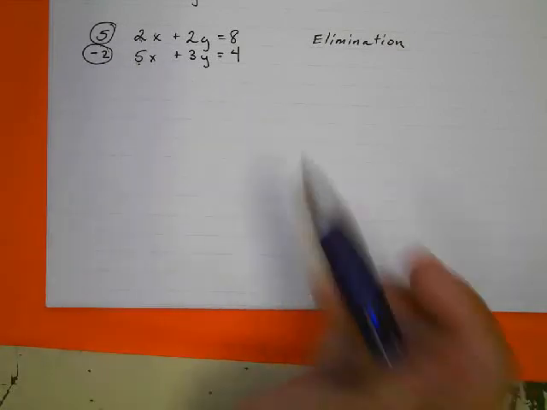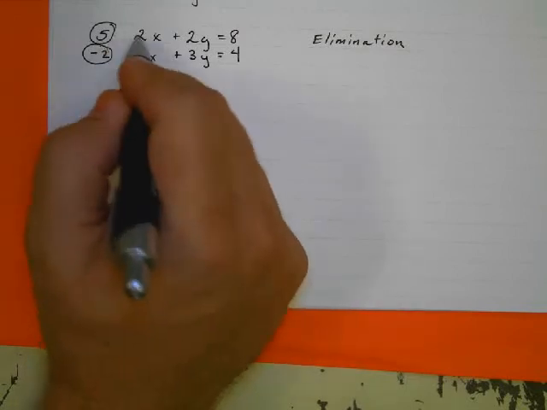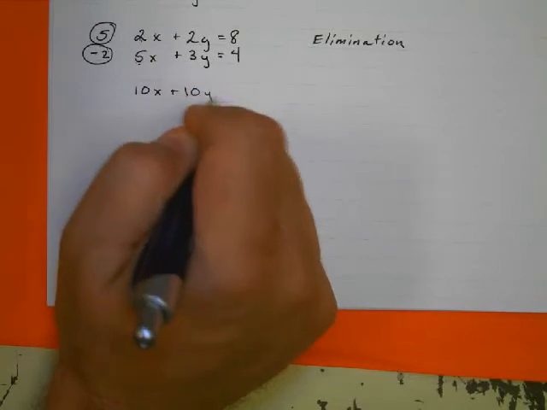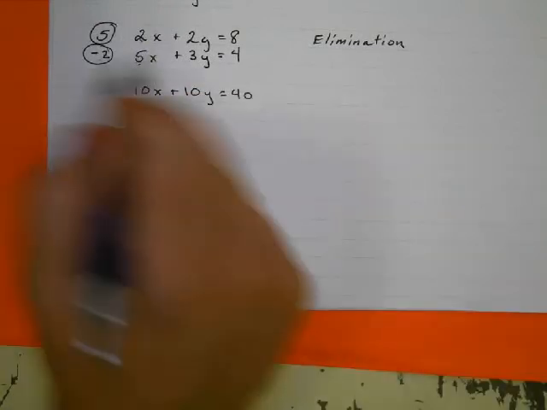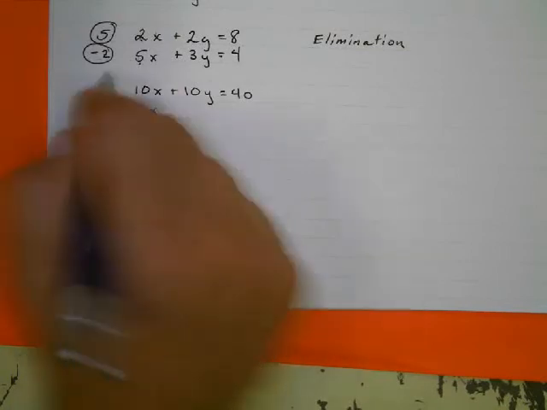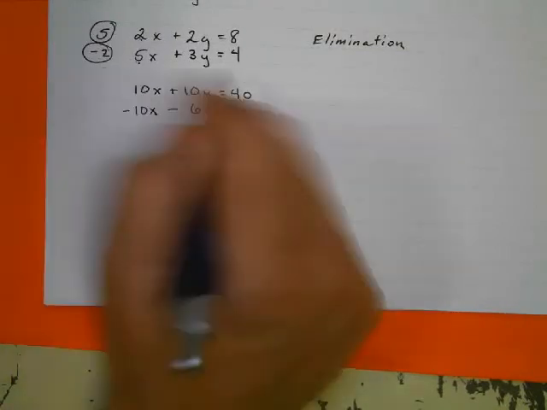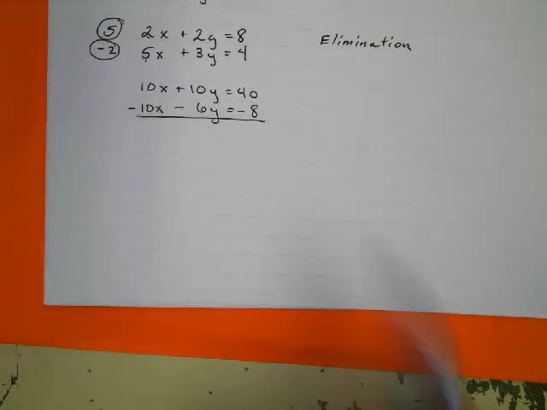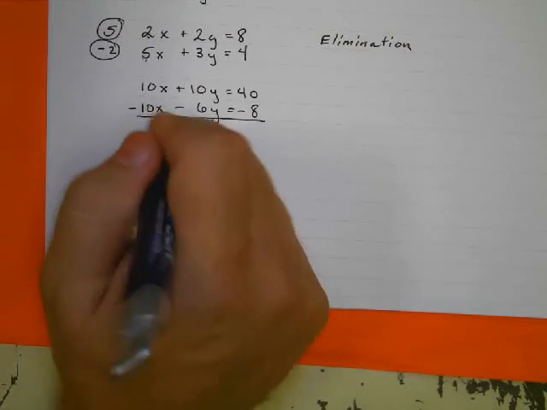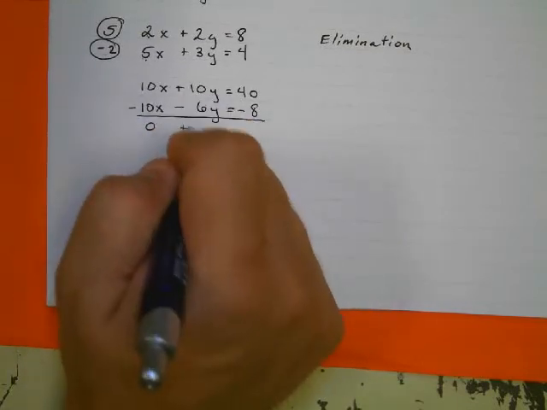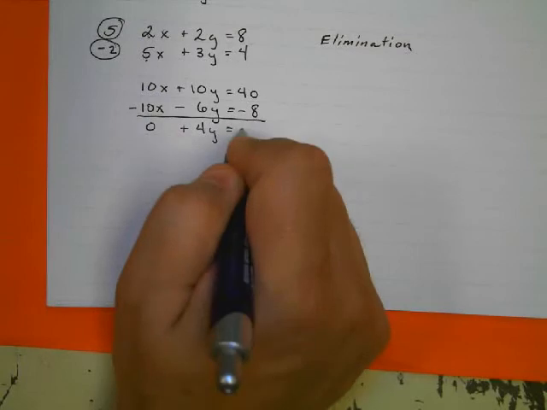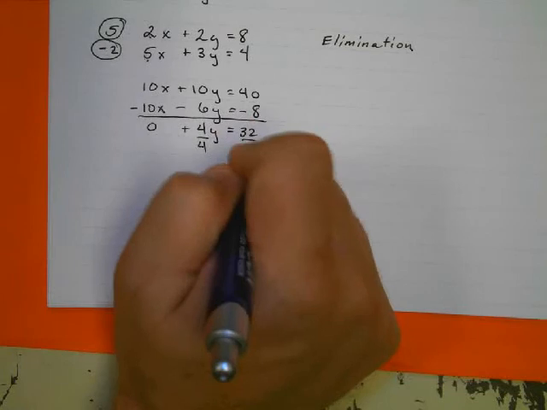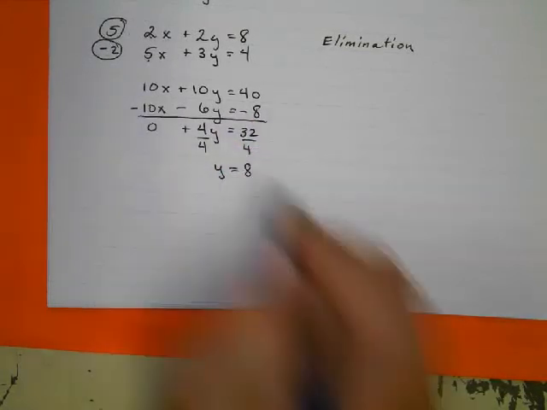So let's go ahead and do that. We'll write it underneath here. So 5 times 2, 10x, plus 10y equals 40. The bottom one, -10x minus 6y equals -8. Now, because we have our opposites, we can go ahead and add. We'll get 0 plus 4y equals 32. Go ahead, divide by 4. So y must be equal to 8.